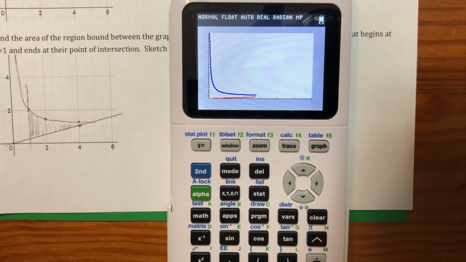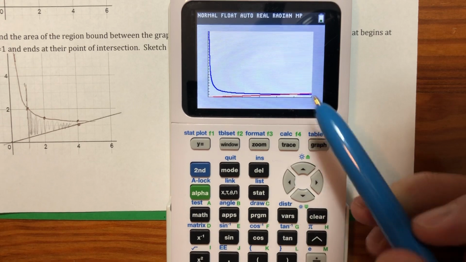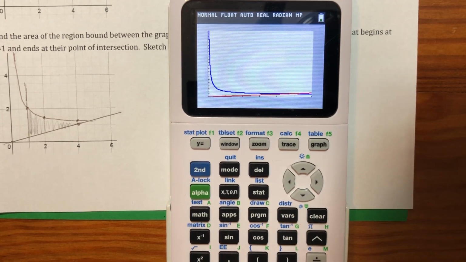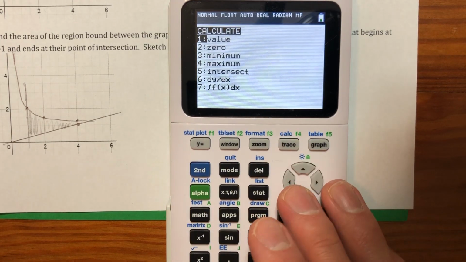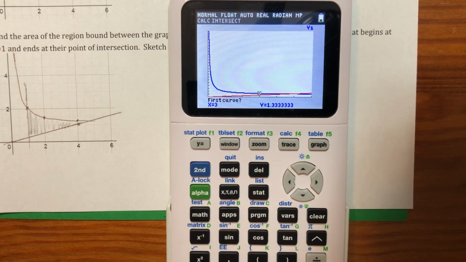And it's graphing them both, and they're about to meet right there. Okay, well, I don't know where there is. It's here somewhere, and so I'm going to find out where exactly that is. Second calc, and I need the point of intersection. First curve, press enter, second curve, press enter, take a guess, whatever, you can guess.